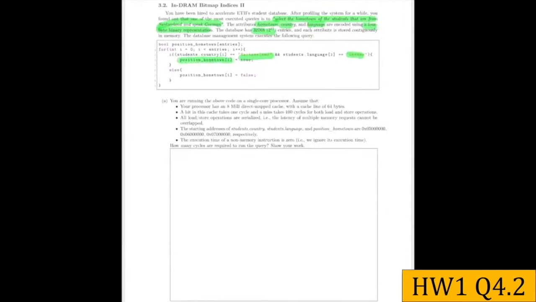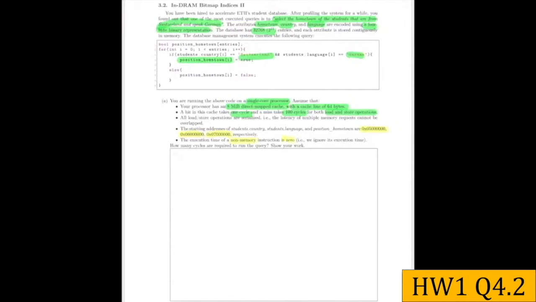In the first part of the question, you're going to run the above code on a single core processor, and there are many assumptions about this processor. It has an 8 megabyte direct-mapped cache with a cache line of 64 bytes. A hit in this cache takes 1 cycle, and a miss takes 100 cycles for both load and store operations. All load and store operations are serialized, and here we have the start addresses of the arrays that store the entries of the database. The execution time of non-memory instructions is 0.